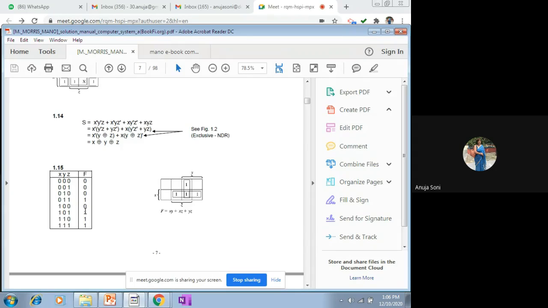सिमिलरली, और 1 कहां पर आ रहा है? यहाँ आ रहा है. यहाँ भी देखो नंबर ऑफ वंस कितने हैं? 2 है. नंबर ऑफ जीरोस 1 है. तो नंबर ऑफ वंस इज ग्रेटर देन दैट ऑफ नंबर ऑफ जीरोस. तो आउटपुट क्या निकल के आएगा?